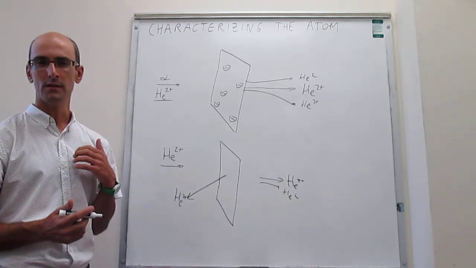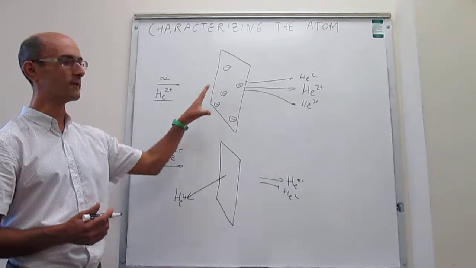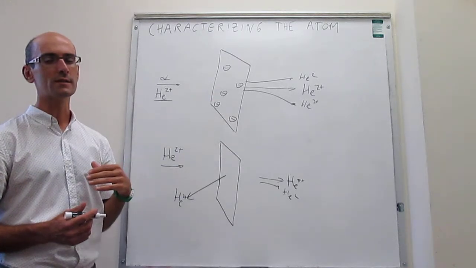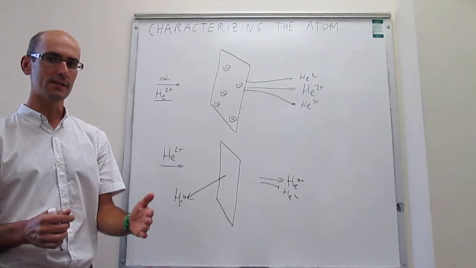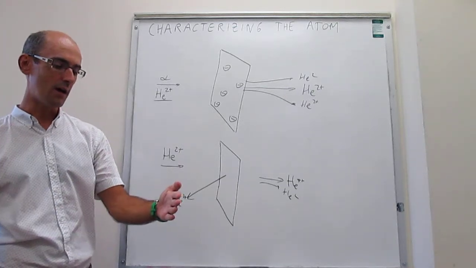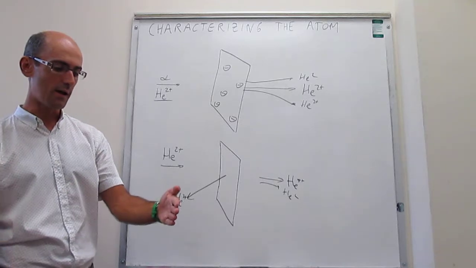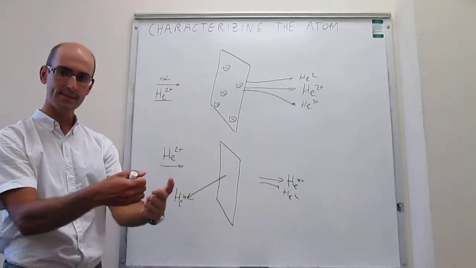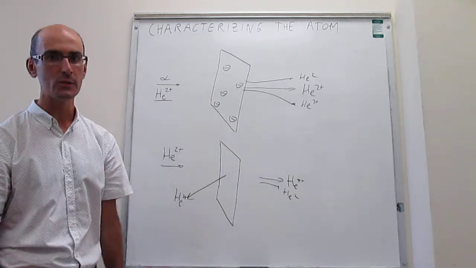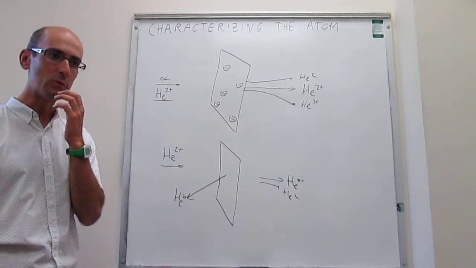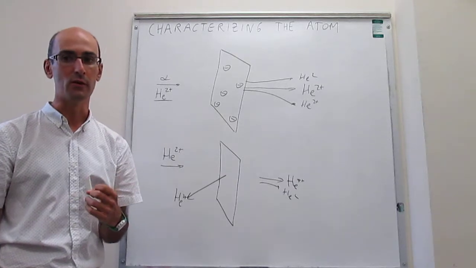So something indicates that this plum pudding model is actually not correct. It has to be something very, very heavy inside the atom, so that occasionally, when an alpha particle hits that part of the atom, it is able to bounce back. This gave rise to the nuclear model of an atom.